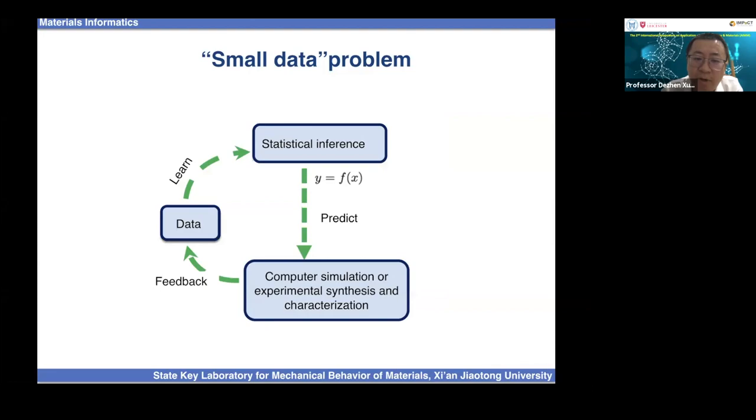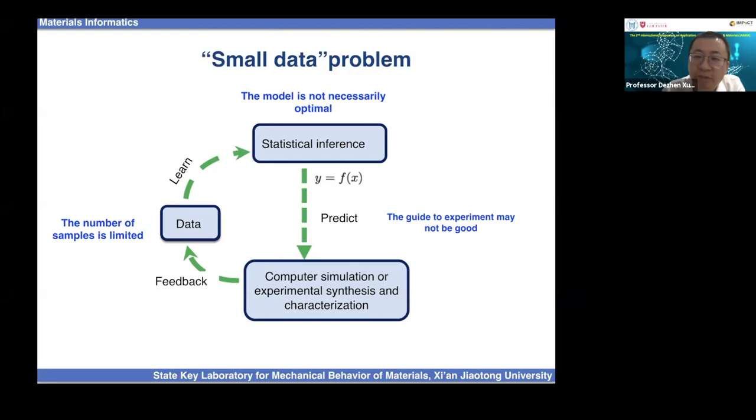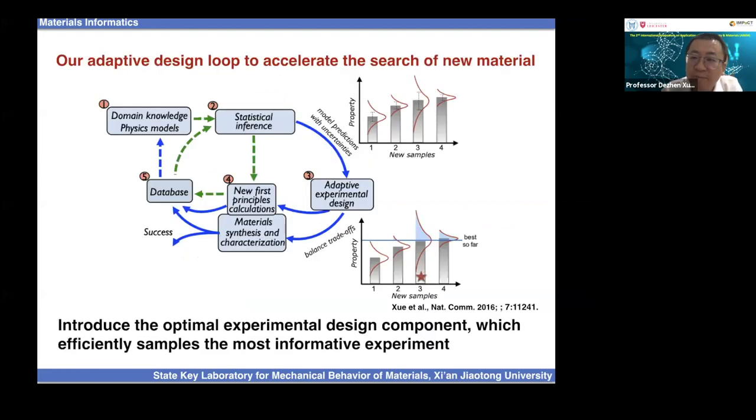So due to such a small data problem, the number of samples or the number of data points is very limited. So based on such small data, we make the statistical inference. The model is not necessarily optimal. The prediction may not be good. So if we use such predictions with large uncertainties to guide the experiment, we don't think the guidance will be good. So then such a loop may not be efficient. So to this end, in order to overcome such a small data problem, we proposed such an adaptive design loop to accelerate the search for new materials.